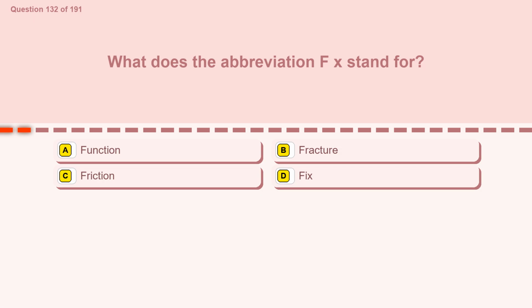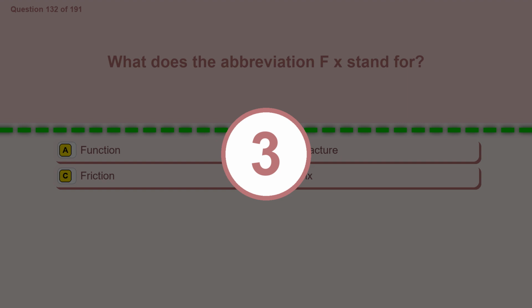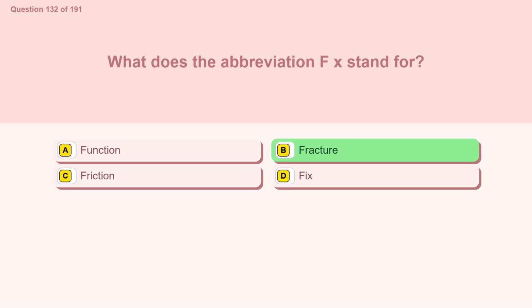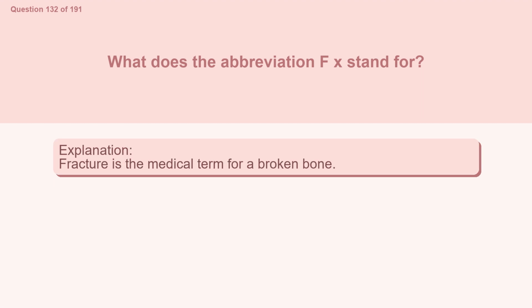Question 132. What does the abbreviation FX stand for? Option A, function. Option B, fracture. Option C, friction. Option D, fix. The correct answer is option B, fracture. Fracture is the medical term for a broken bone.